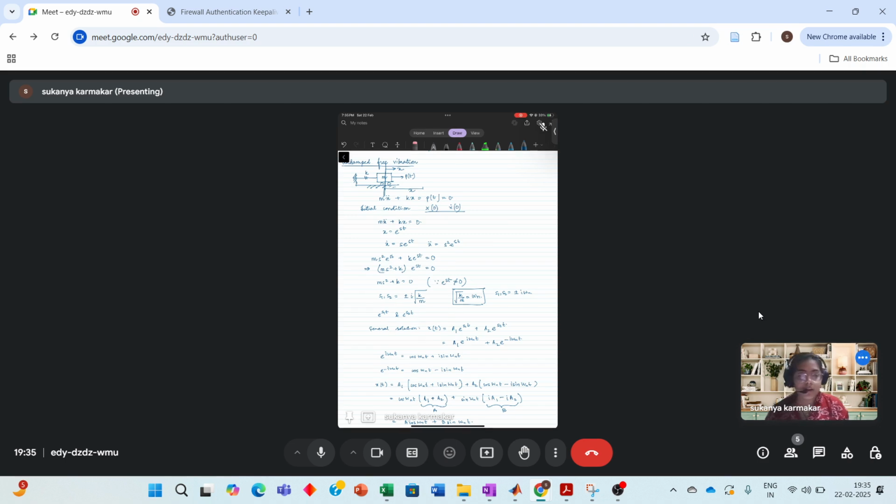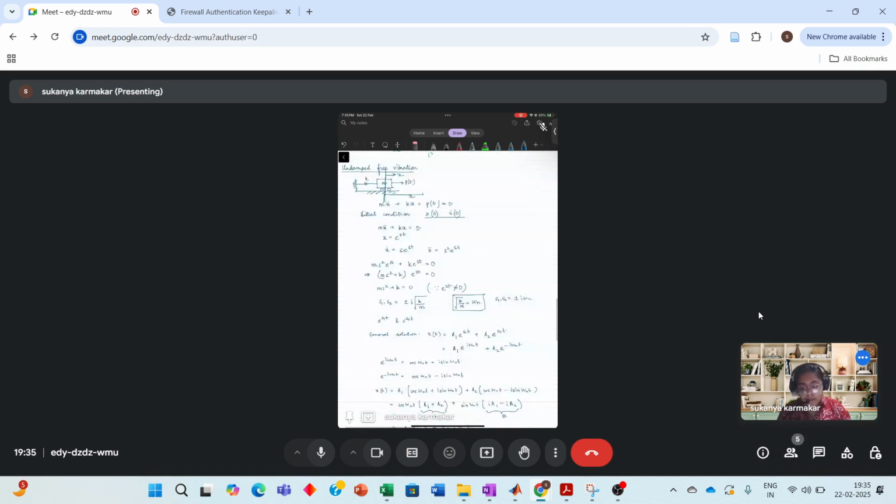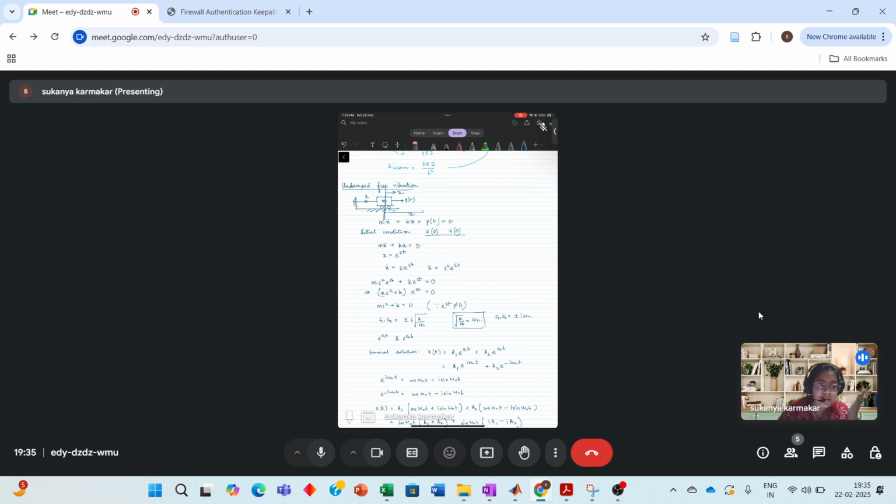Okay. Now let's talk about the damped free vibration. What do we mean by free vibration? Free vibration is when no force is acting on the system. No external forces applied, no external forces acting in the system.